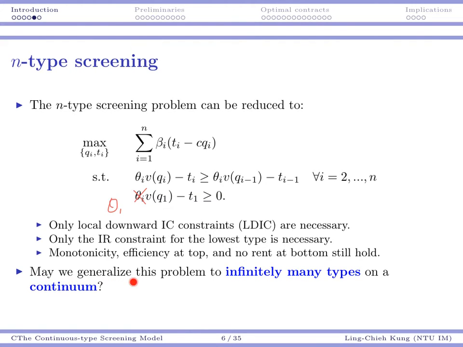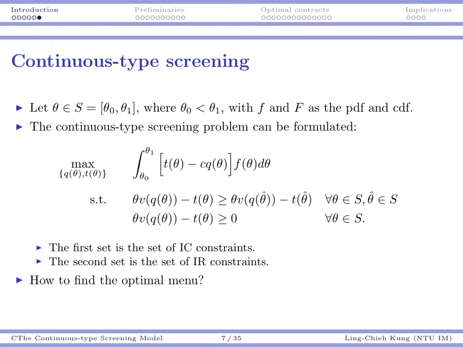May we generalize this problem again to infinitely many types on a continuum within an interval. So what does that mean? Let's see the formulation. Suppose theta now may be anything, any value within an interval theta 0 and theta 1. Okay? Theta 0 is a value that is less than theta 1, and now we have an interval. Theta may be anything on it.